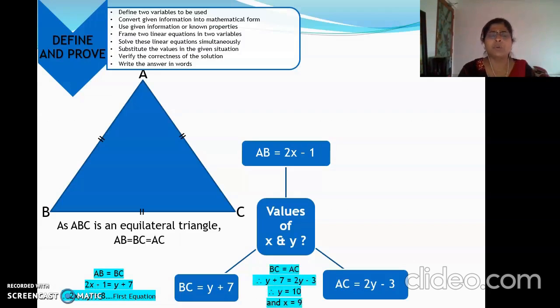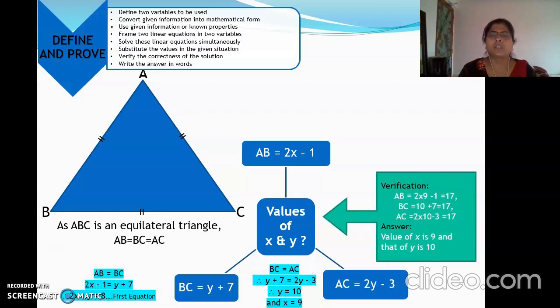Let's take BC is equal to AC. Therefore, y plus 7 is equal to 2y minus 3. Solving this linear equation in one variable, we get y is equal to 10. If we put this value in equation number 1, we get the value of x to be 9.